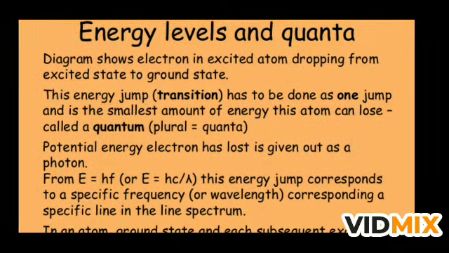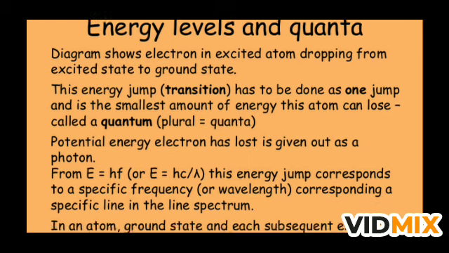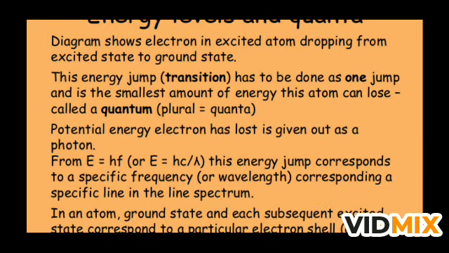Now, energy levels and quanta. In the diagram you have seen, the electron is jumping from the higher to the lower level, from the excited to the ground state, releasing energy. So the diagram shows an electron in an excited atom dropping from the excited state to the ground state. This energy jump, also called a transition, has to be done as one jump and it is the smallest amount of energy. The atom can lose energy in the form of a quantum, or the plural, quanta. So the potential energy the electron has lost is given out as a photon.